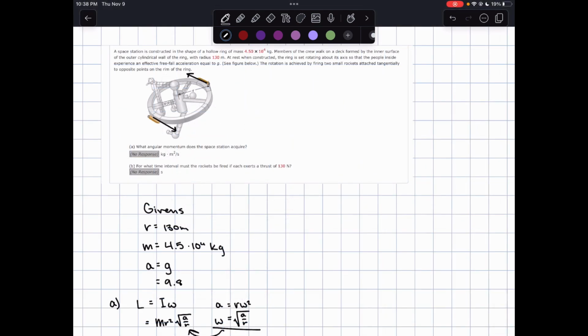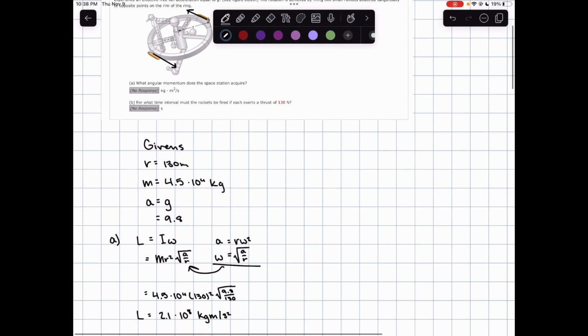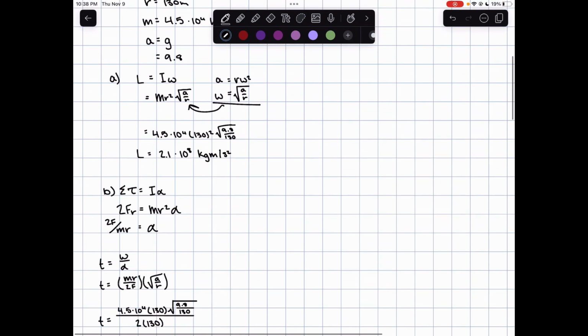Now for part B. For what time interval must the rockets be fired if each exerts a thrust of 130 newtons? Well, this is where our torque diagram is going to come in handy. We know that there are two torques on the object, and both torques are causing the object to rotate in the same direction.